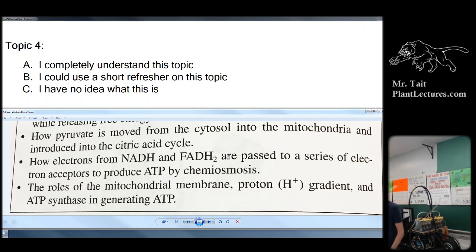Sort of like the citric acid cycle. So that's the other thing, the terminology that we didn't use in here, and that is the citric acid cycle is just the Krebs cycle.